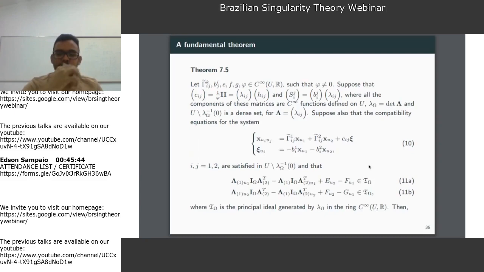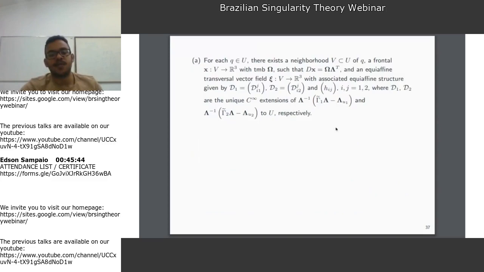Then if we have all this, we show that for each point Q, there is a neighborhood V, a frontal X defined on V, with a tangent moving basis omega, such that the differential of X is decomposed like this. And an equiaffine transversal vector field C with associated equiaffine structure given by D1, D2, and HIJ, where D1 and D2 are the unique smooth extension of these maps here, respectively, to U.